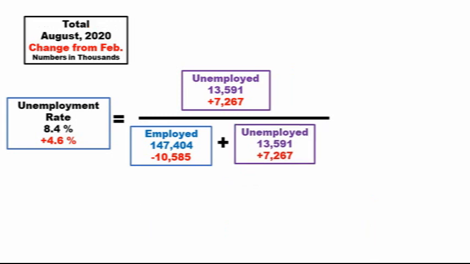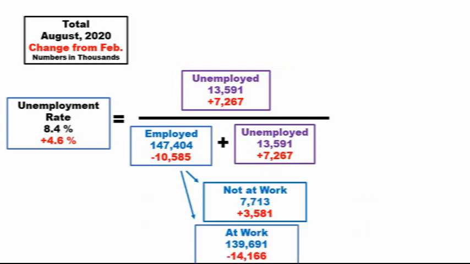Let's look at the employed in a little more detail. We can divide up that 147.4 million employed into those who were at work and those who had a job but were not at work. There were 139.7 million people who had a job and were at work. That was a 14.2 million worker decrease between February and August. The number of workers who had a job but were not at work was 7.7 million workers, and that was an increase of 3.6 million persons who had a job and were not at work between February and August.